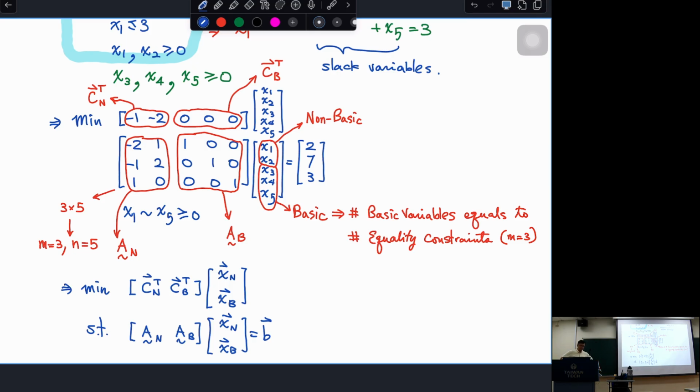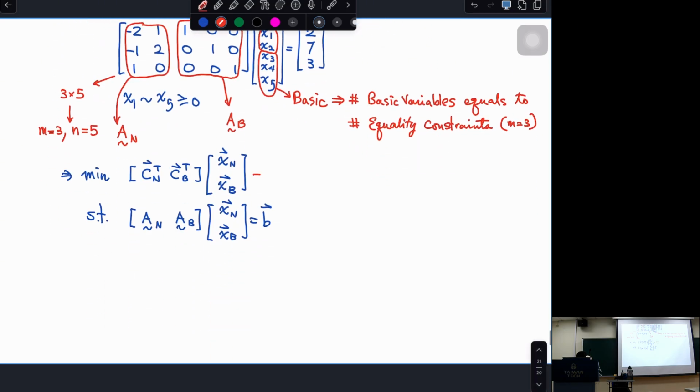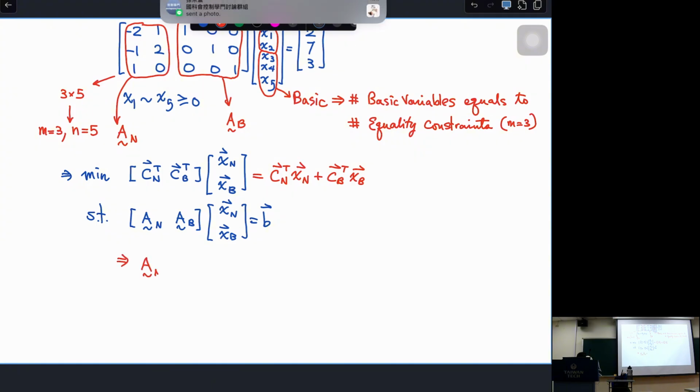So why do we do this? Let's try to expand these vectors and matrices and try to find a reason why we do this. Okay, so let's expand. So this is going to be cn transpose xn plus cb transpose xb. And this can be written as An xn plus Ab xb. Okay, right?